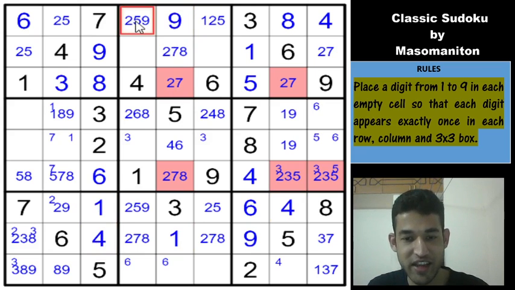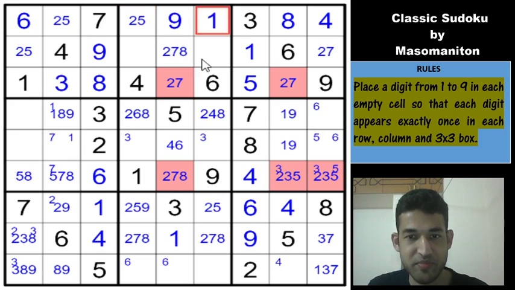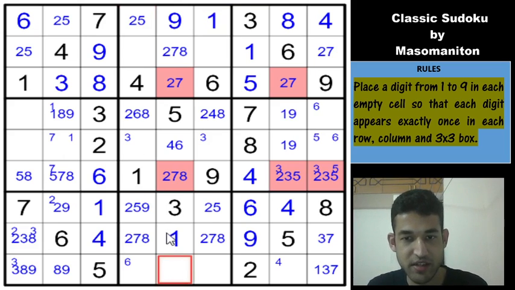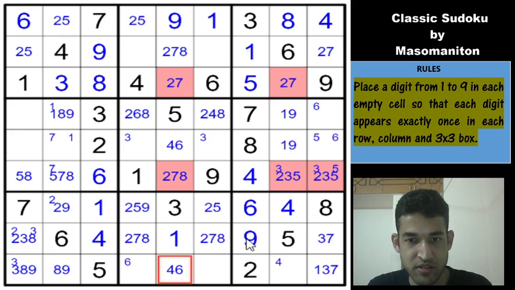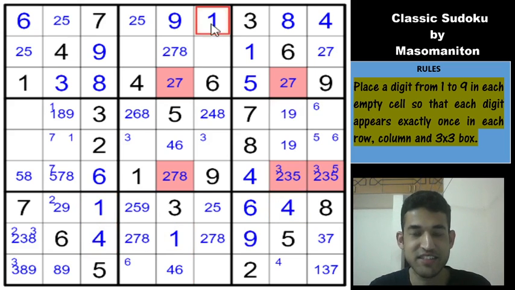So this is not a 9. This is 2, 5, which means this is a 1. And now this cell must be 4, 6, right, for the column. So this single elimination has given us 1, 2, 3, 4, 5, 6 digits suddenly, right? So it was a beautiful elimination.